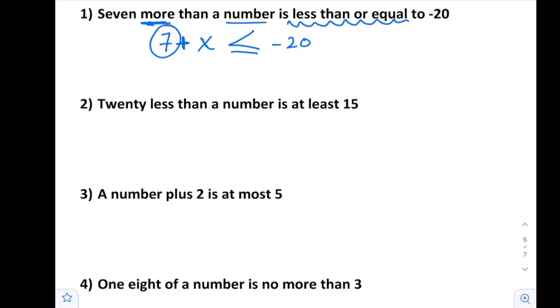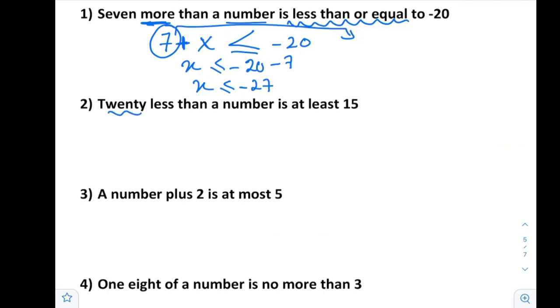We can take the 7 to the other side, so it will be -7. So our x is less than or equal to -27. So the number will be less than or equal to -27.